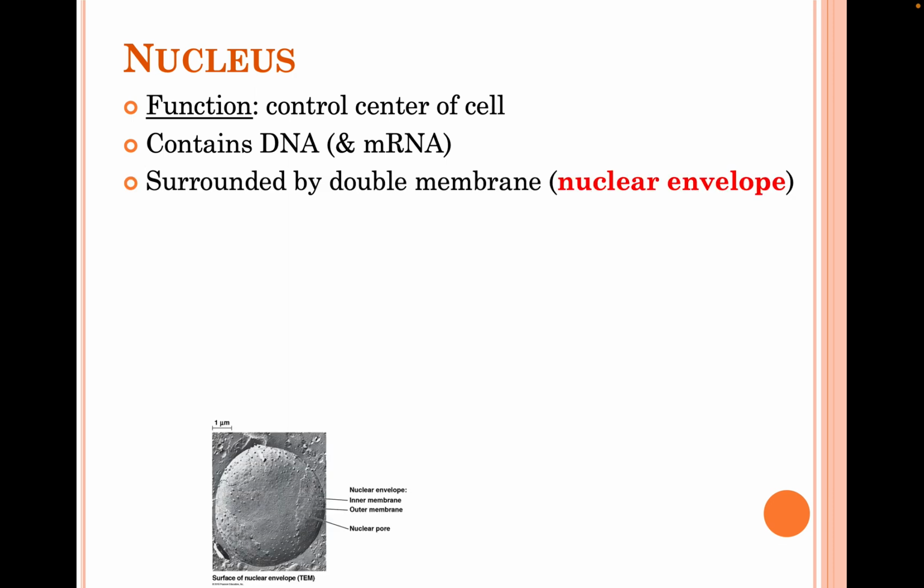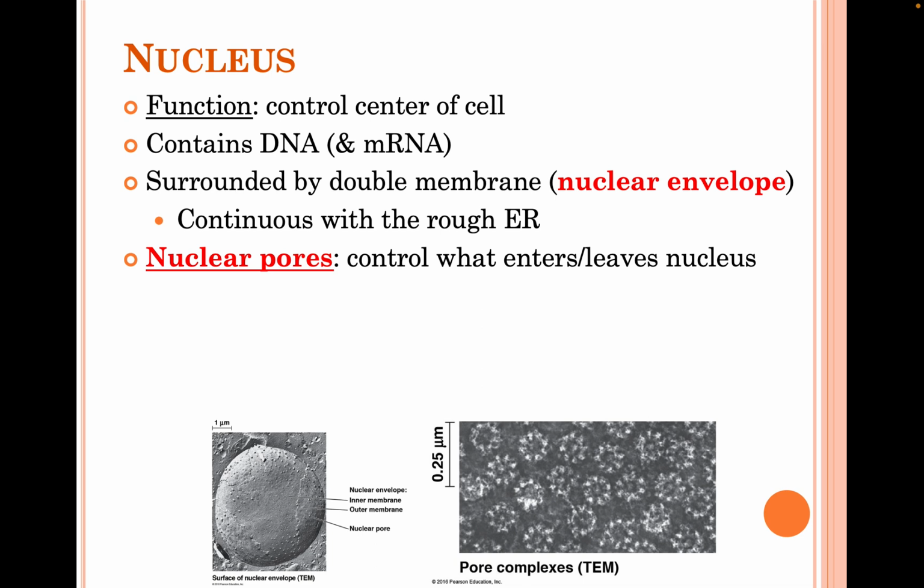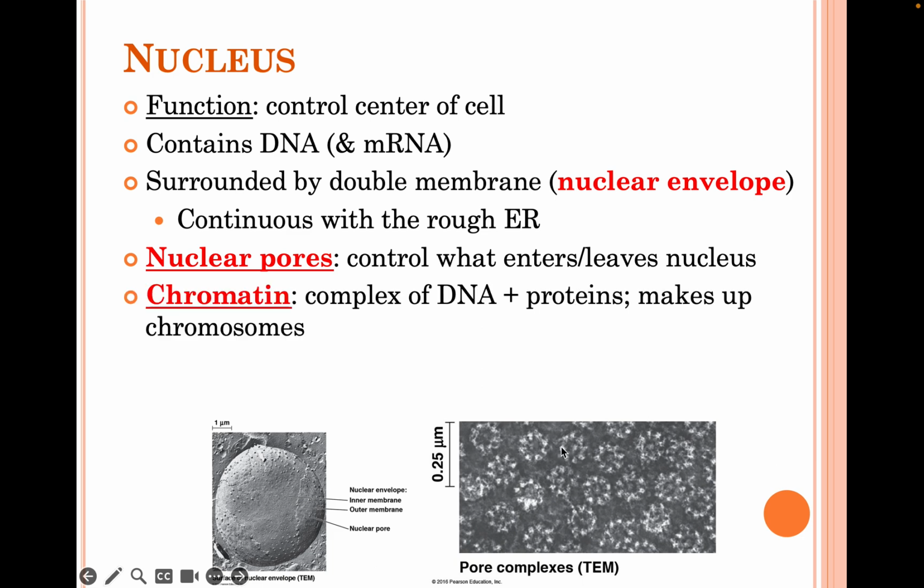It's surrounded by a double membrane, or the nuclear envelope. It's continuous with the rough endoplasmic reticulum. And it has holes in it, nuclear pores, that control what enters and leaves the nucleus. Here's an electron microscope image of the pores on the surface of the nuclear membrane. These are what let things in or out of the nucleus. The nucleus also contains chromatin, a complex of DNA and proteins that makes up the chromosomes.